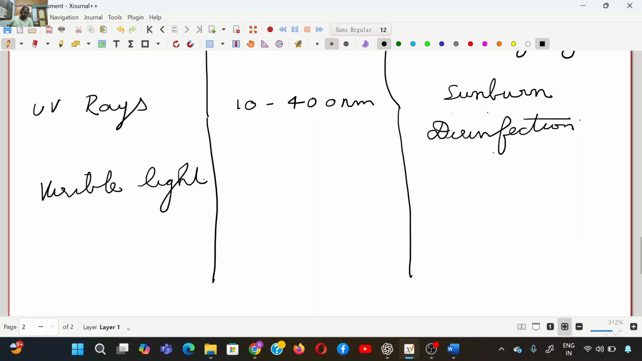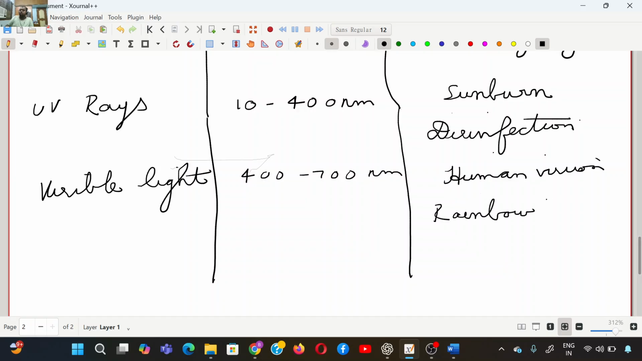Next is visible light, 400 to 700 nanometer. Examples are what? Human vision, rainbow. Remember WebGeo? Sorry.